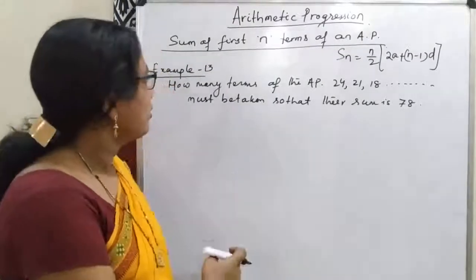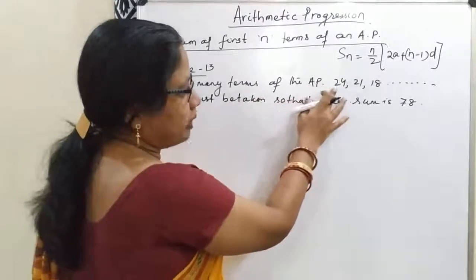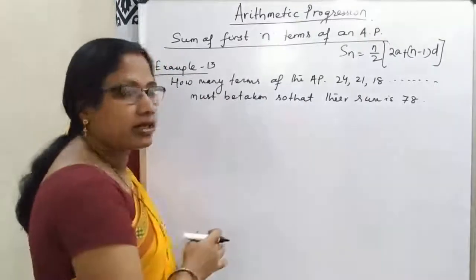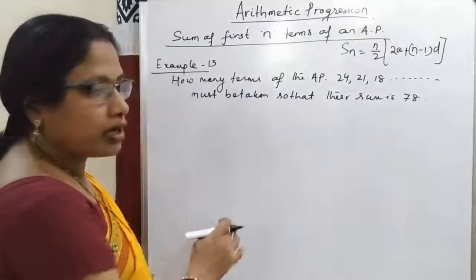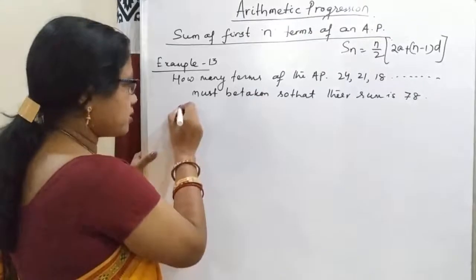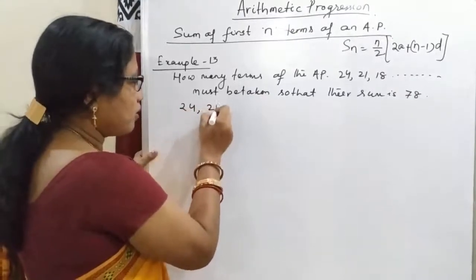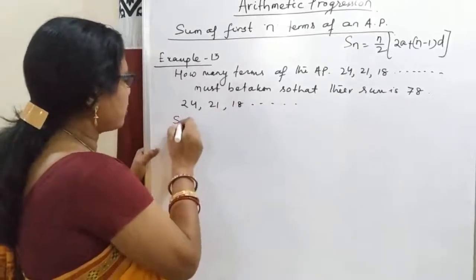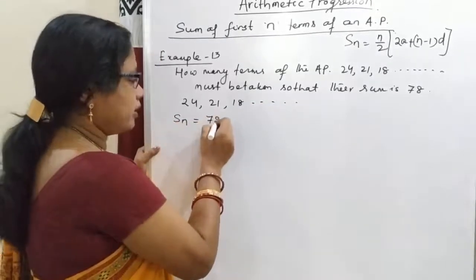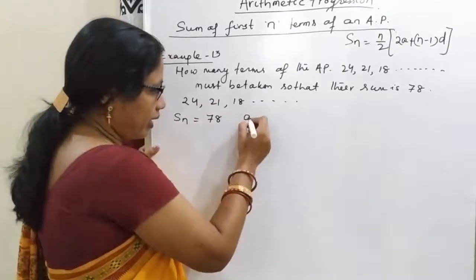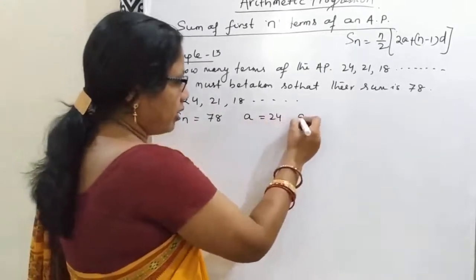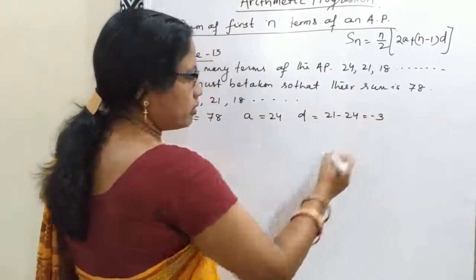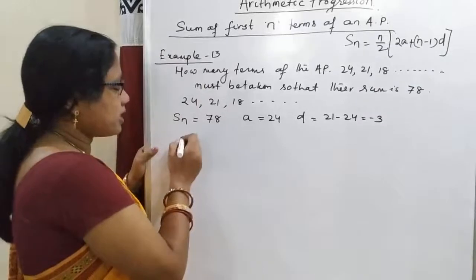Next example, how many terms of the AP 24, 21, 18 like this must be taken so that their sum is 78. So here AP is given. So what is the AP? 24, 21, 18 like this, and Sn is equal to 78. So we have to find a is equal to 24 and d is equal to 21 minus 24 is equal to minus 3.